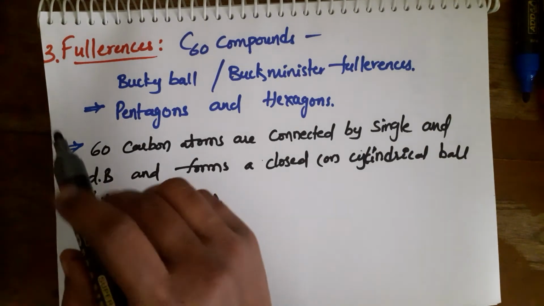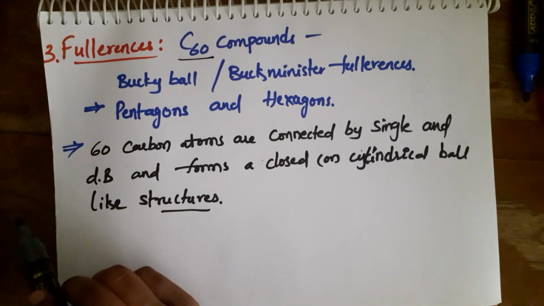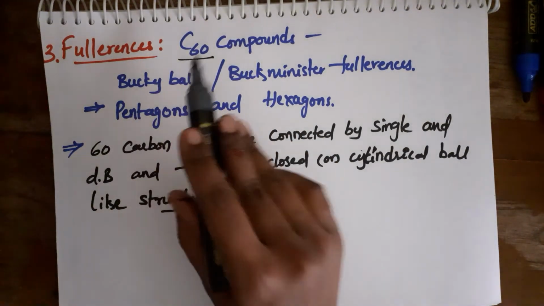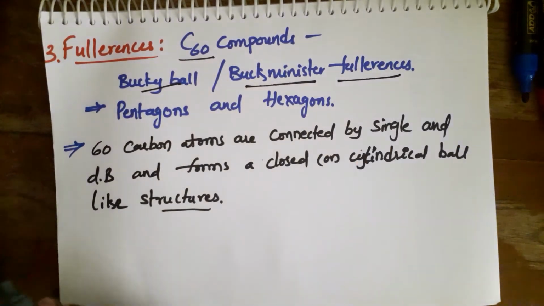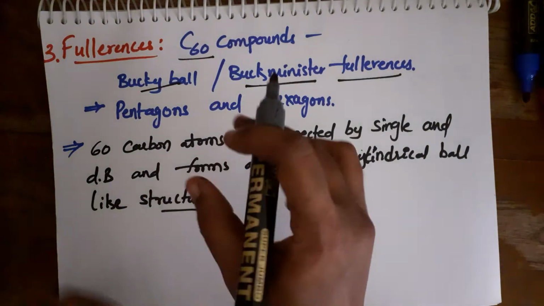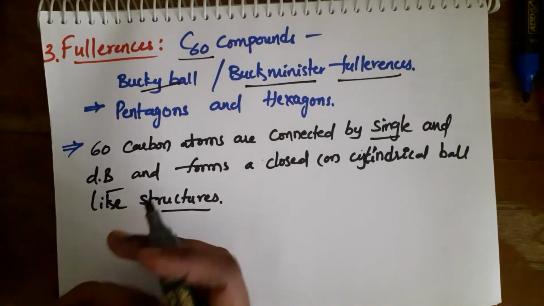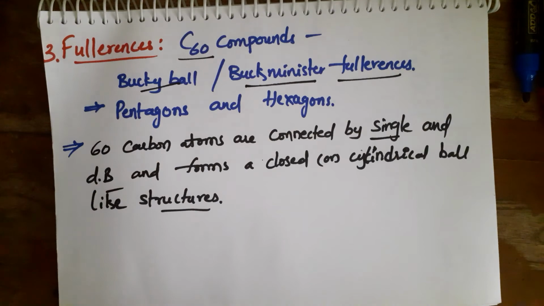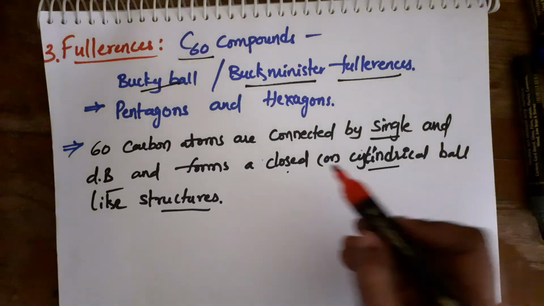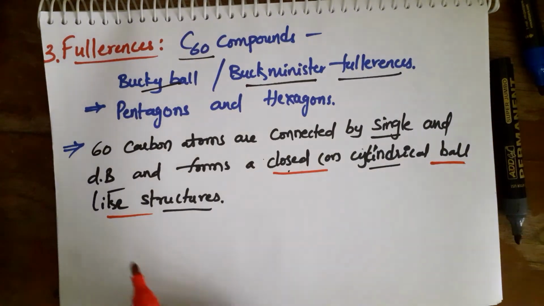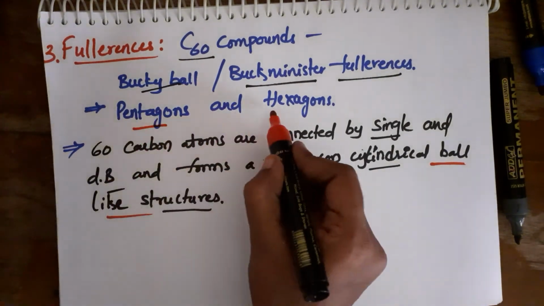Moving to the last one, the third allotrope of carbon is fullerene. If there are 60 carbon atoms, the compound is called fullerene. It is also called Buckyball or Buckminsterfullerene. These 60 carbon atoms are connected to each other by single bonds, and in some places by double bonds, forming a closed ball-like structure. That's why it is called a buckyball or Buckminsterfullerene, and it contains pentagons and hexagons.